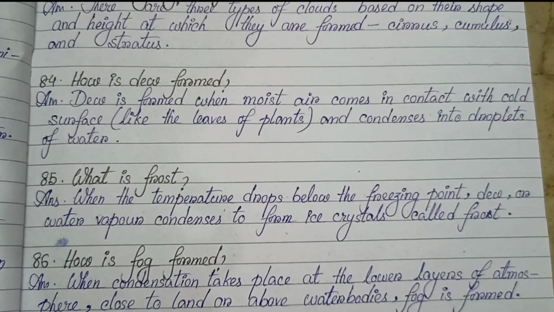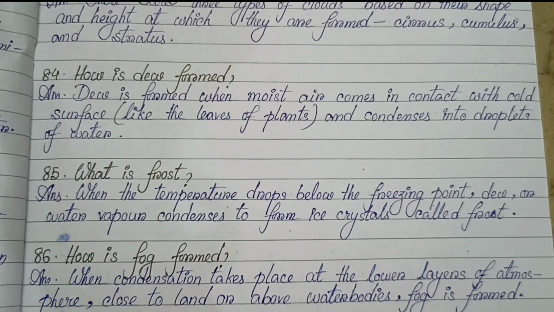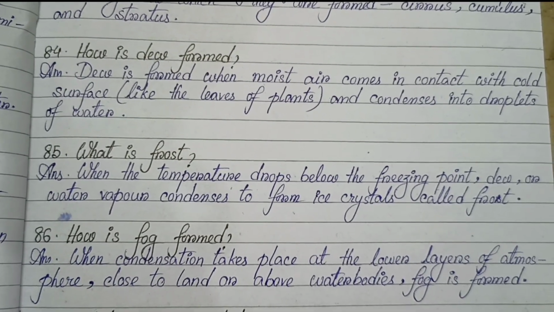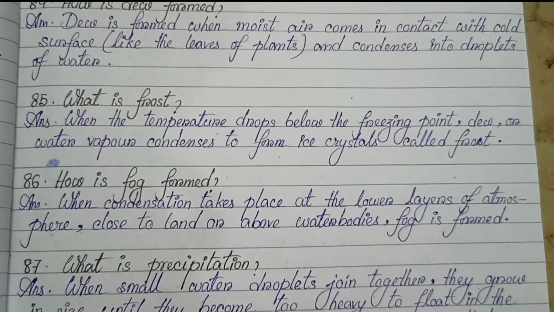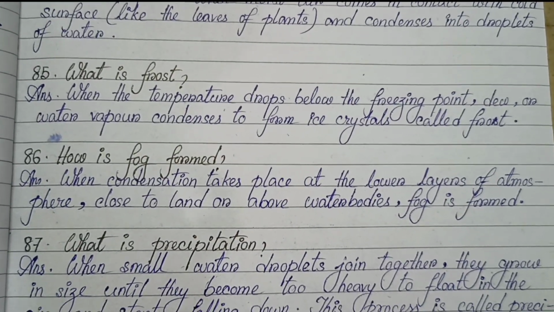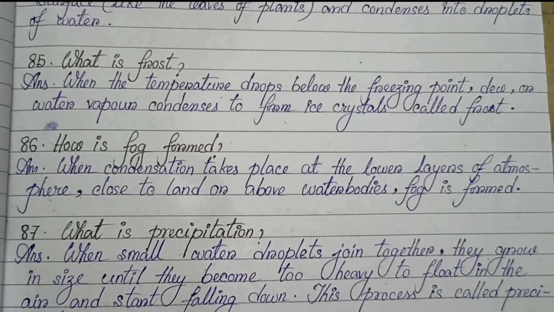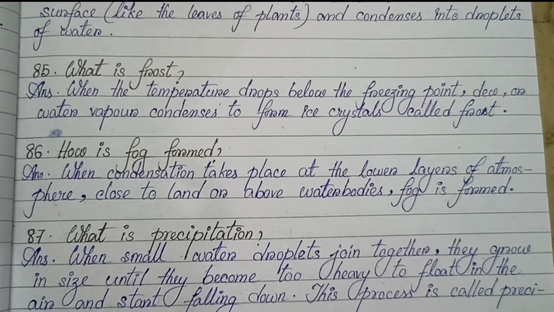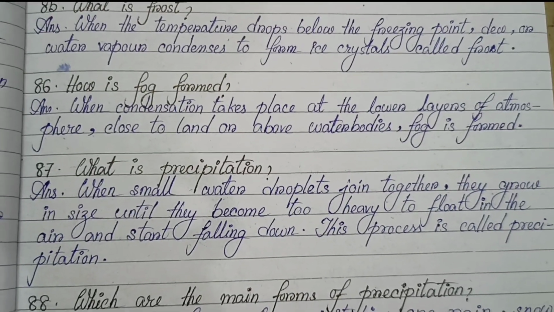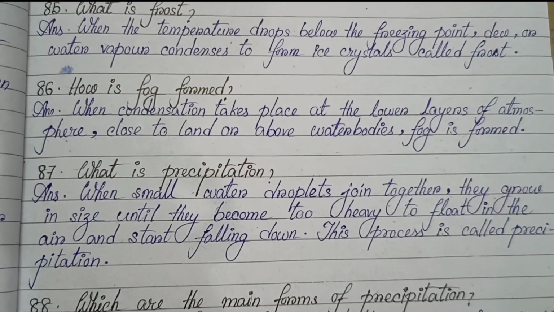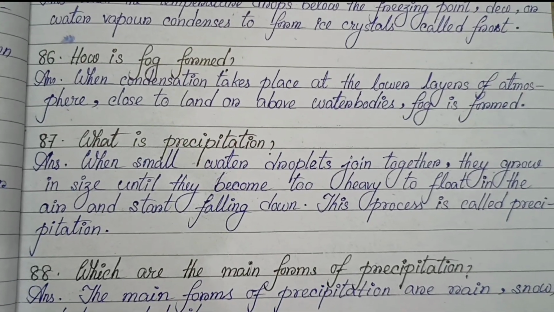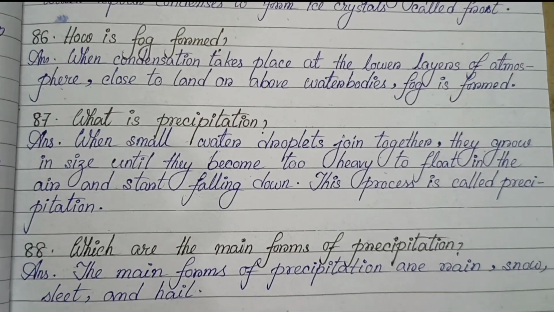84. How is dew formed? Dew is formed when moist air comes in contact with a cold surface like the leaves of plants and condenses into droplets of water. 85. What is frost? When the temperature drops below the freezing point, dew or water vapor condenses to form ice crystals called frost. 86. How is fog formed? When condensation takes place at the lower layers of the atmosphere close to land or above water bodies, fog is formed.